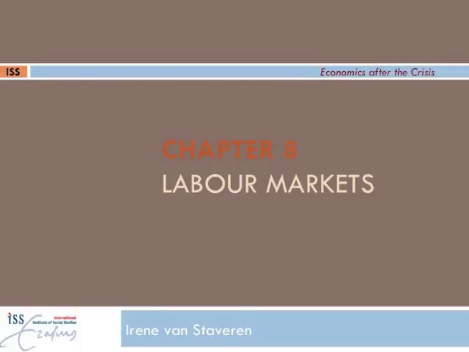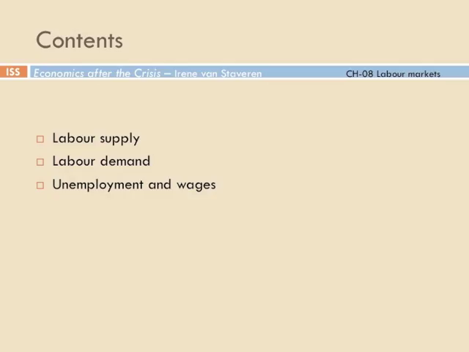These slides present Chapter 8 of Economics After the Crisis. This chapter is about labor markets. This is quite a long chapter because all theories are explained in the labor supply part and again in the labor demand part. And at the end they come together in the third section on unemployment and wages.